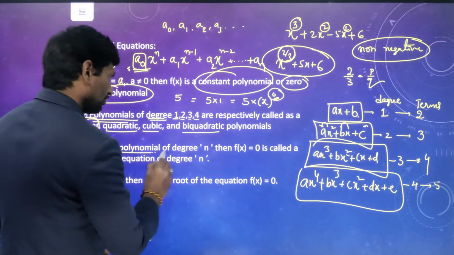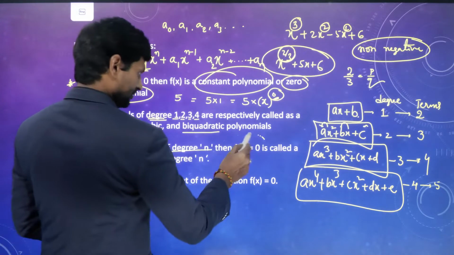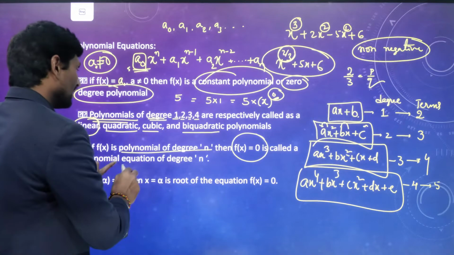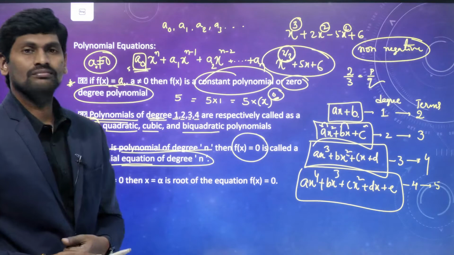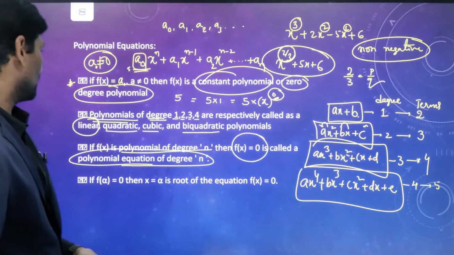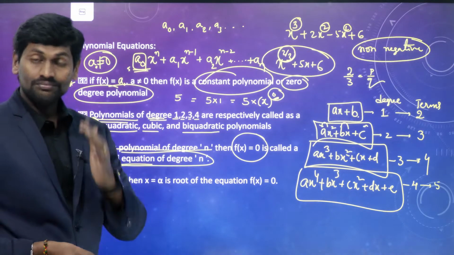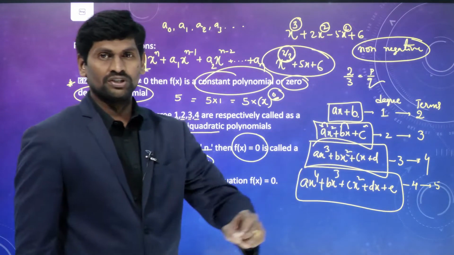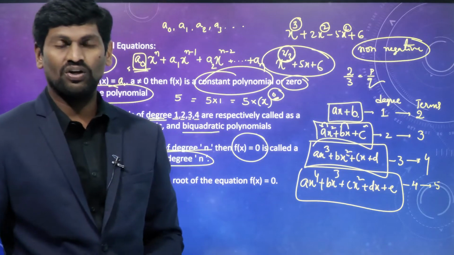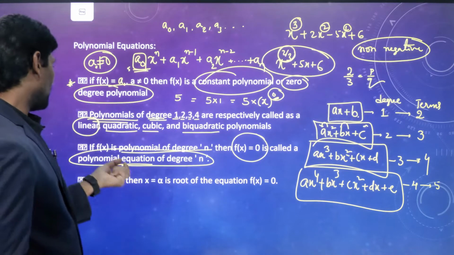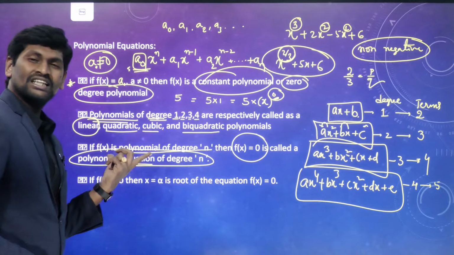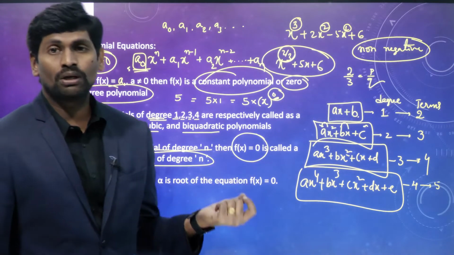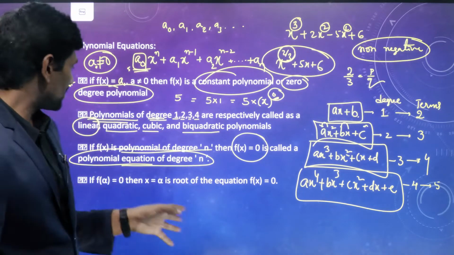f of x is a polynomial of degree n. f of x equals to 0 is called an nth degree equation, a polynomial equation of nth degree. Until then, see, I did not write any equals to 0. Whenever you put equals 0, the polynomial becomes an equation. If you take any nth degree polynomial f of x, whenever it is equals to 0, that polynomial becomes an equation.